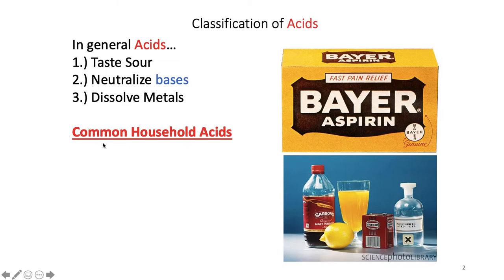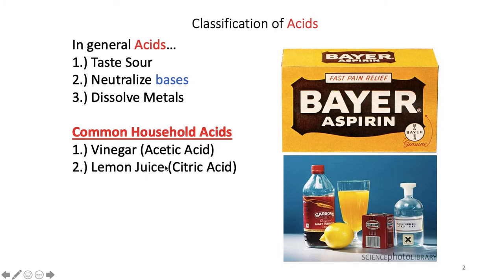Let's talk about some common acids, and we already mentioned vinegar. It's called acetic acid. This comes from the Italian word aceto, which means vinegar, and that's why we name it acetic acid. We're very familiar with that. Lemon juice, I already mentioned, contains citric acid. Oranges and any citrus fruit contain citric acid, but lemon juice contains the most, and that's why it tastes the most sour.